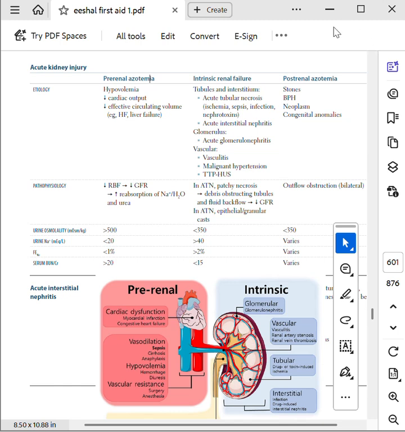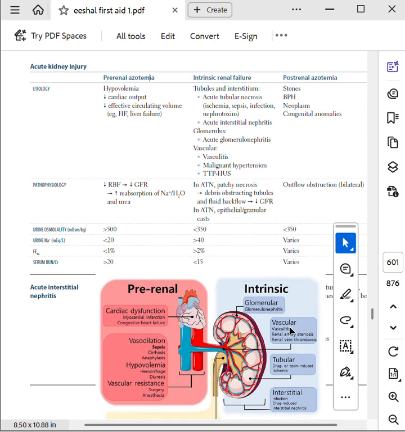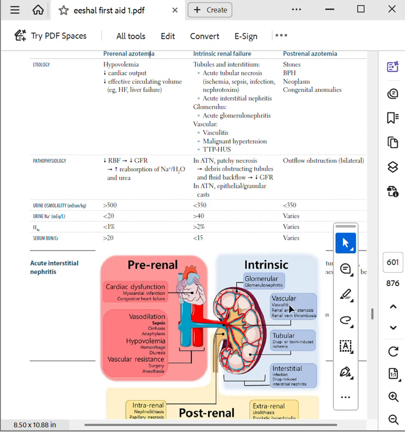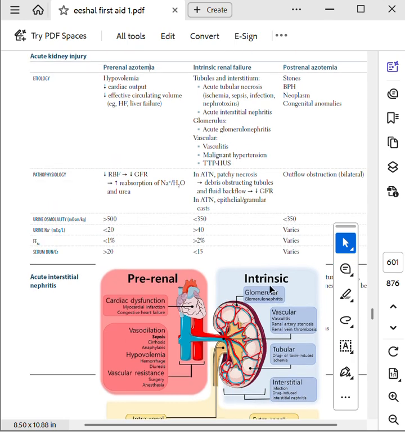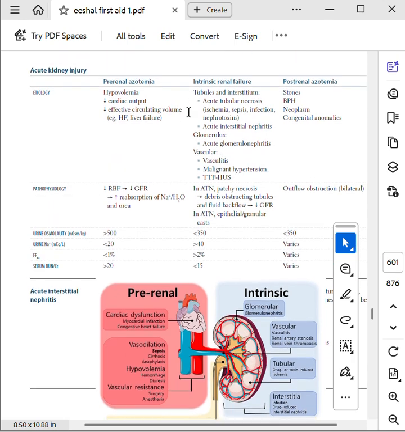Now, whenever we have an intrinsic problem with the kidney, what are the causes that may cause the intrinsic renal failure? We have glomerulonephritis, a vascular problem where we might get vasculitis, renal artery stenosis, renal vein thrombosis, a tubular problem where there's a drug or toxin-induced ischemia, an interstitial problem where there's infection, drug-induced problem, or interstitial nephritis, right? So all these things cause the patchy necrosis, the debris obstructing the tubules, and a fluid backflow. In decreased GFR in acute tubular necrosis, you get epithelial and granular casts also.